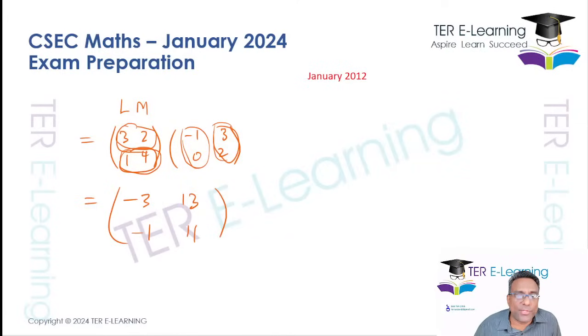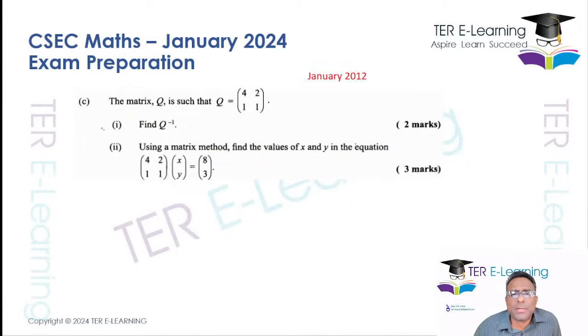I've run out of time a little here, but you can try the matrix multiplication and see what you come up with. This here is the answer, right? It's row by column. They give us a matrix here, Q, and they want us to find the inverse.